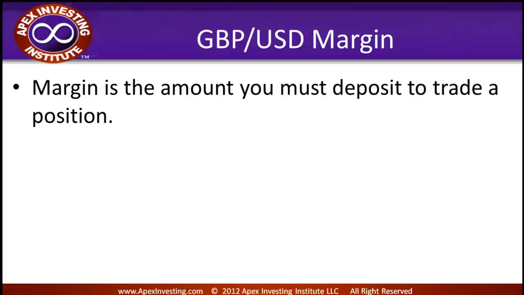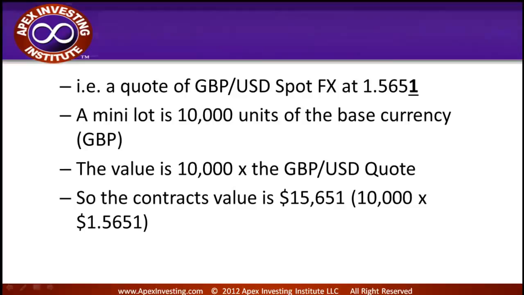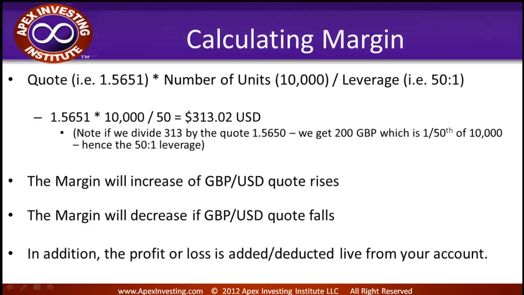Margin is the amount of money you must deposit to trade a position. So let's look at it. A quote of pound dollar spot FX currently quoting at, we'll say, 1.5651. Well, a mini lot is 10,000 units of the base currency, which is pounds. The value of 10,000 pounds in the quote currency, being dollars, is $15,651, or 10,000 times 1.5651.